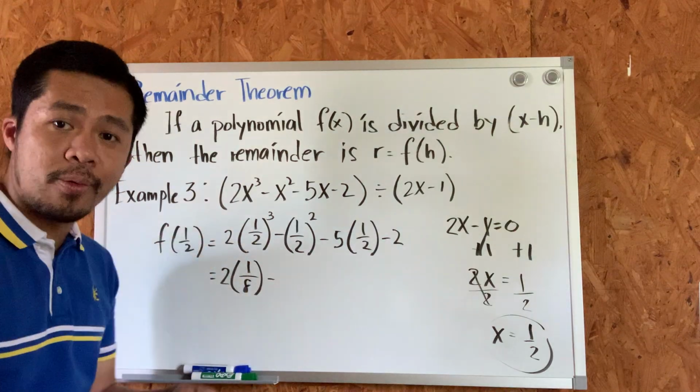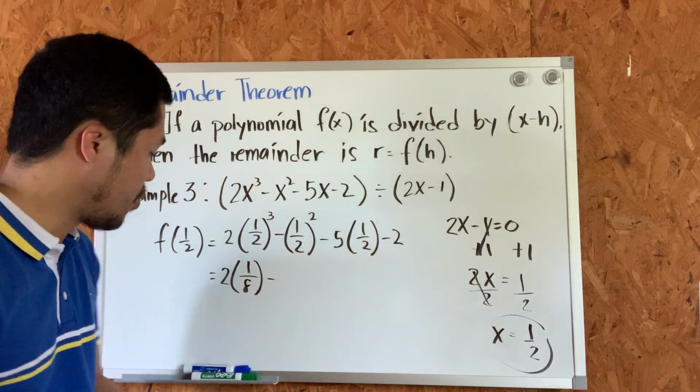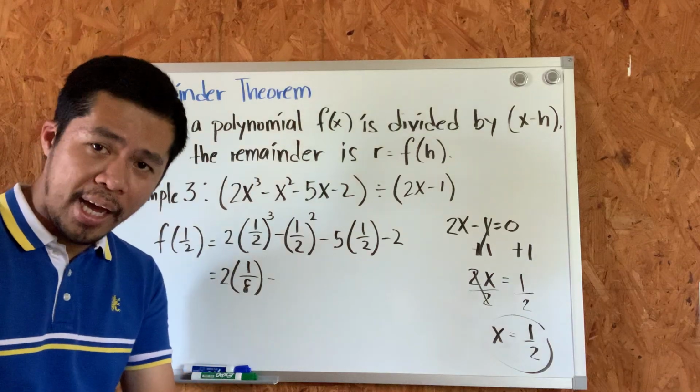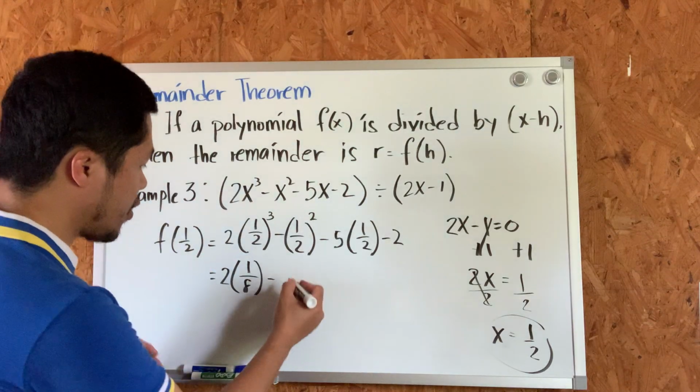Basically, it's the same as this, 1/2 times 1/2 times 1/2 is 1/8. So 1/2 times 1/2 will give us 1/4.